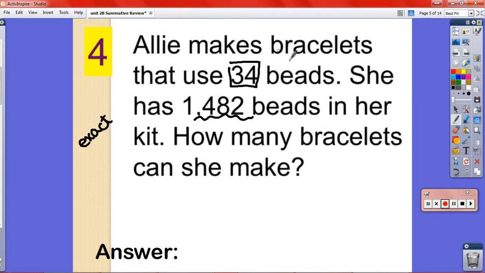So this times the number of bracelets she makes should be the total number of beads, or it's a division problem. Total number of beads divided by beads per bracelet equals the number of bracelets. 1,482 divided by 34. So I actually use estimation to help me here. I say, well, if this is close to 30, and 30 times 4 would be 120, which is slightly less than this. And 30 times 5 would be 150, so I know this can't be 5, so it's probably 4. So I'm going to go ahead and try 4 up here and see if 34 goes into 148 4 times.